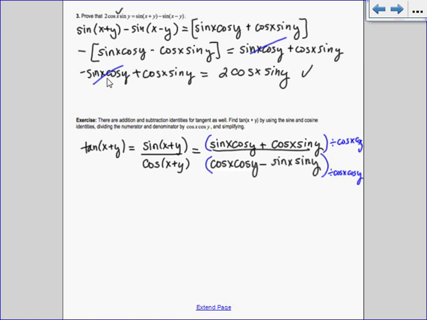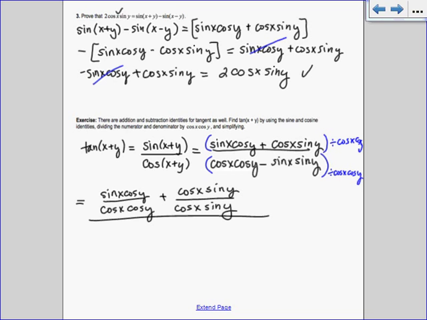Okay, and it's going to get a little bit messy, so you don't have to write this step, but you can watch it, and then I'll show you what the outcome is. So if we have sine of x cosine of y divided by cosine x cosine y, plus cosine x sine of y divided by cosine x cosine y, all over cosine x cosine y divided by cosine x cosine y minus sine of x sine of y divided by cosine x cosine y. Okay, so a little bit messy. All right, so I divided every single term by that cosine x cosine y.